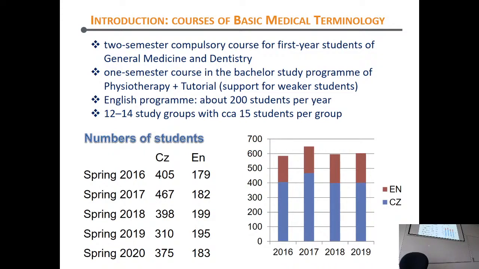In the English program, there are around 200 students per year, which, as you see in the chart here, is almost twice as high as the number in the Czech program, actually, and in one study group, we teach regularly about 15 to 20 students, which is, believe me, the maximum that we can effectively manage, really. We have about 12 to 14 study groups per year.